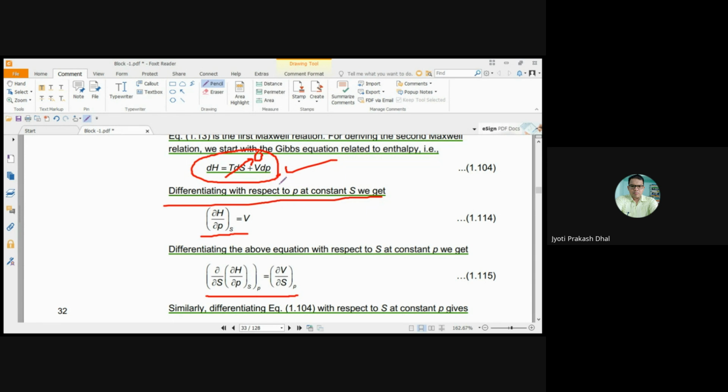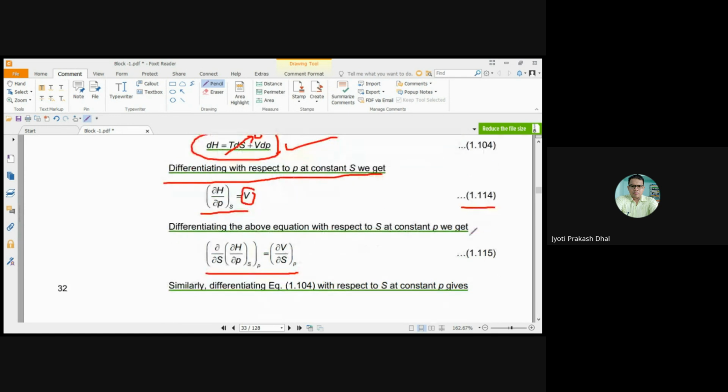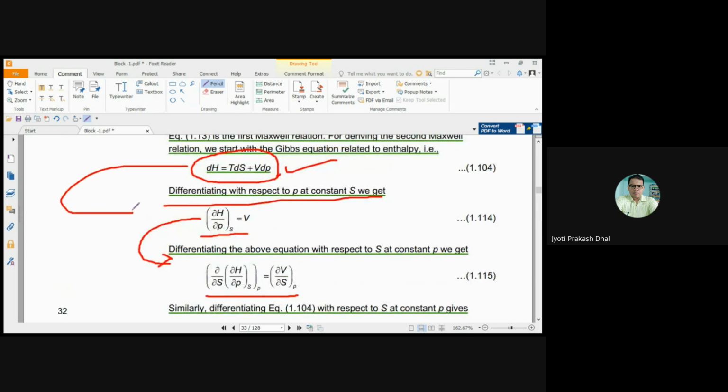So this will become VdP divided by dP, and finally the RHS will become P. Now this is equation 1.114. And again, further we will differentiate this equation with respect to entropy at constant P. That means we are differentiating this equation both times.